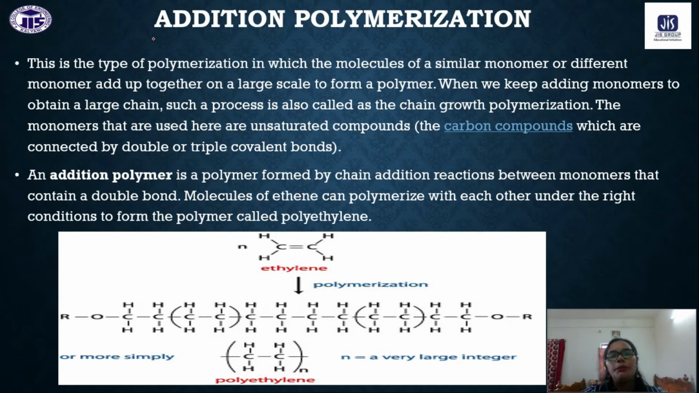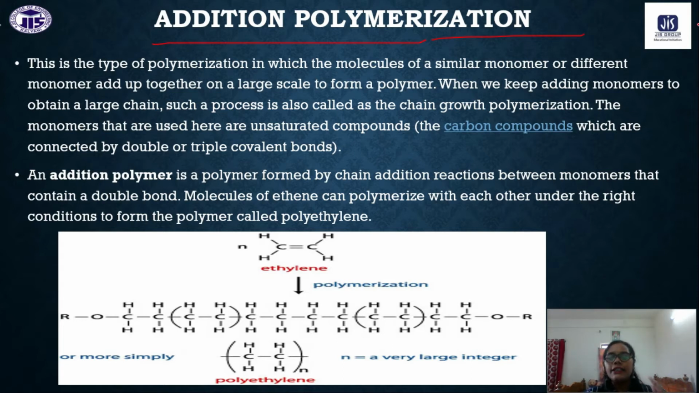Addition polymer means the monomers are added to each other and form a long, large molecule, like polyethylene. If we take the ethylene molecule and attach them one by one, it will make polyethylene, the plastic, the large molecules. Generally for addition polymerization, if we look at the mechanism, we can see there is no loss of molecules, which we have in condensation polymerization.